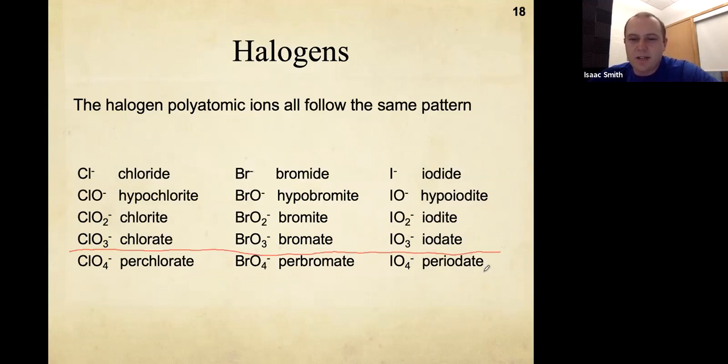You have periodate. If you lose an oxygen, the charge stays the same. You have iodite. If you lose 2 oxygens, you have hypoiodite, right? Losing 2 oxygens, the charge stays the same still. And then the iodide, right? This is just what we talked about before. If you have a single element that's negatively charged, it just has an ide ending on it.